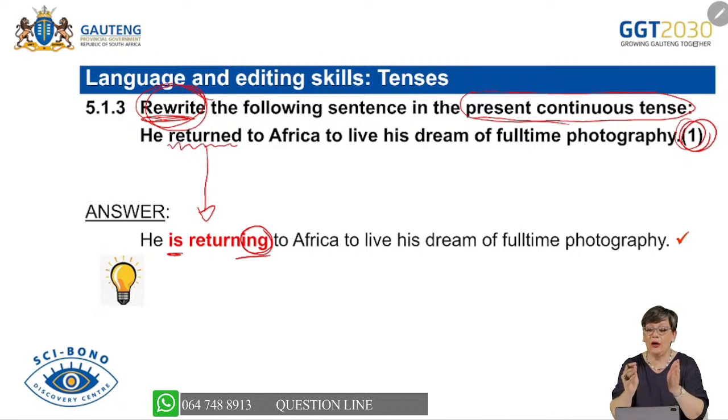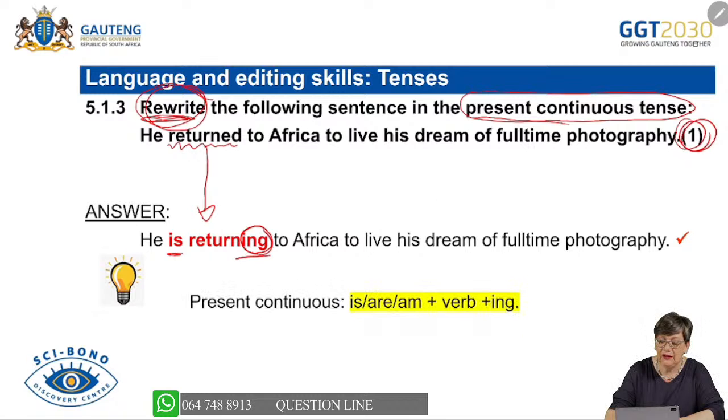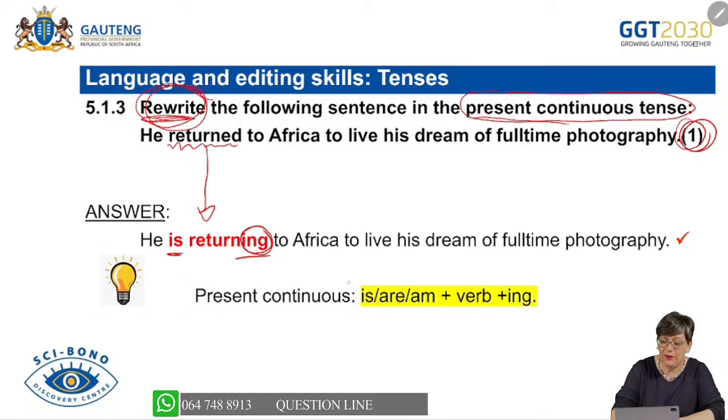Can you see how I broke it down in pieces and then I was able to do it? That's exactly what you have to do. Break your question up in pieces. Let's try another one. Yes, because this is what you have to remember. In the present continuous tense, we are either going to use is, are, or am, plus our verb, plus ing. Right.